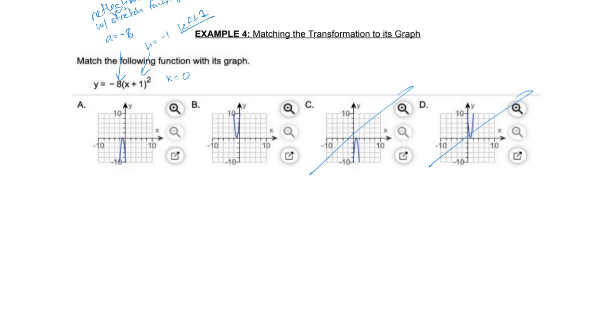Well, which one reflected over the x-axis? A did. So remember, if A is negative, it's a reflection over the x-axis. Okay, so that's how we find A. A was negative, so it reflected down, and it was stretched vertically because your factor of A was 8, and it went left 1 because your H was -1.